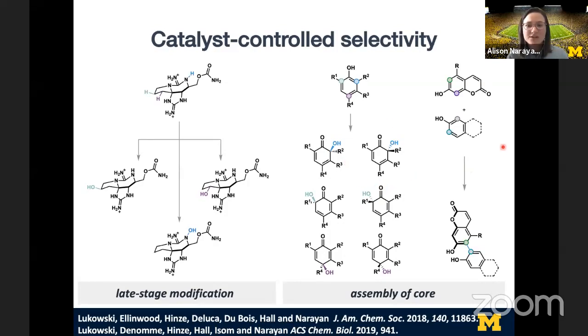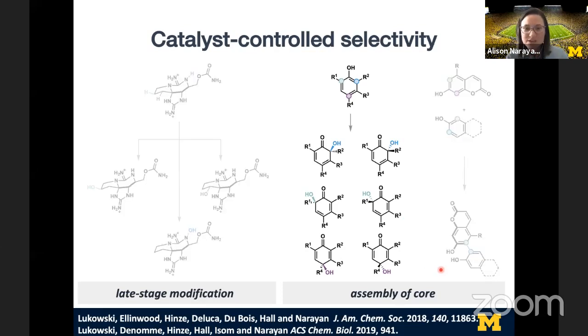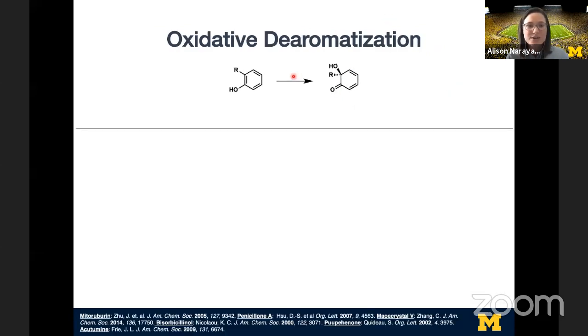We're also interested in thinking about how we can use biocatalysis in order to execute convergent syntheses. For example, taking two fragments and assembling those, controlling the site of bond formation. And so I'll start first with this oxidative dearomatization chemistry, where we were intrigued to work on this reaction, both based on the site selectivity and the stereoselectivity challenge presented by this transformation.